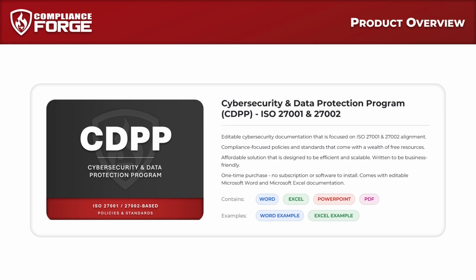Editable cybersecurity documentation focused on ISO 27001 and 27002 alignment. Compliance-focused policies and standards that come with a wealth of free resources. An affordable solution designed to be efficient, scalable, and business-friendly. And a one-time purchase, no subscription, and no software to install.